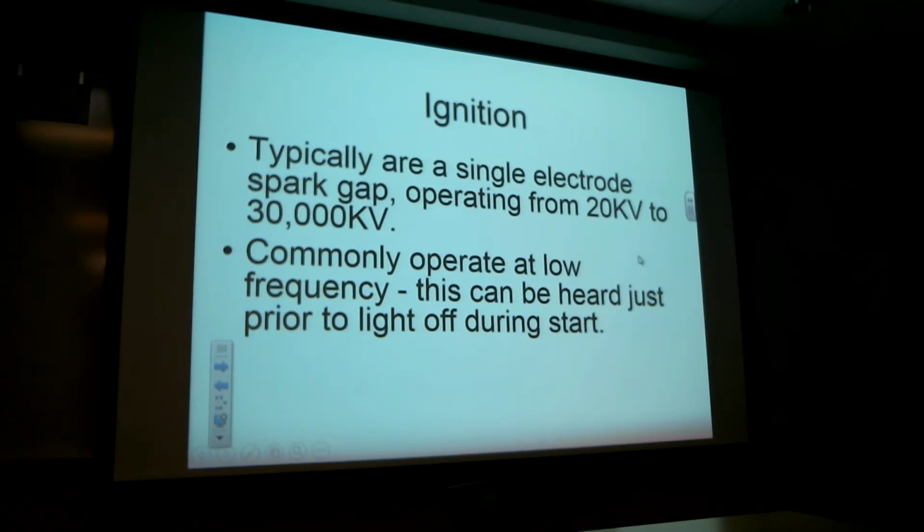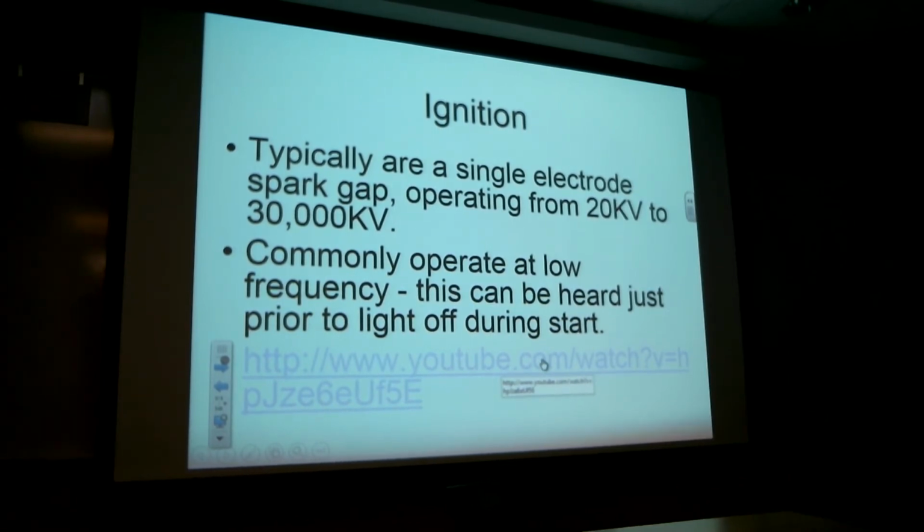Okay, so the electrode spark type gaps are going to be operating at 20,000 to 30,000 volts. These operate at pretty low frequencies, and they can be heard prior to starts. The best place to hear if an igniter is working is not up in the front of the engine, because you have a real commotion going on with the compressor. The best place to hear it is at the back of the engine. You hear it in the tailpipe because it echoes down the tailpipe.